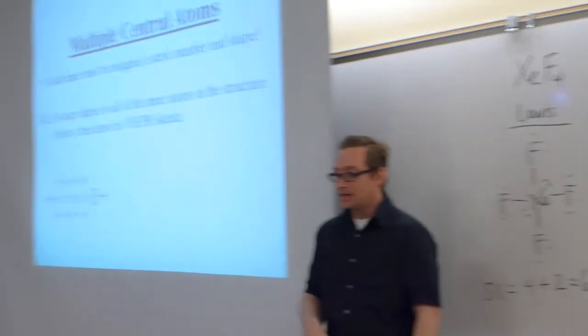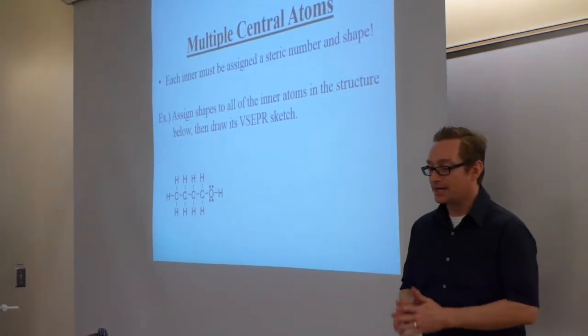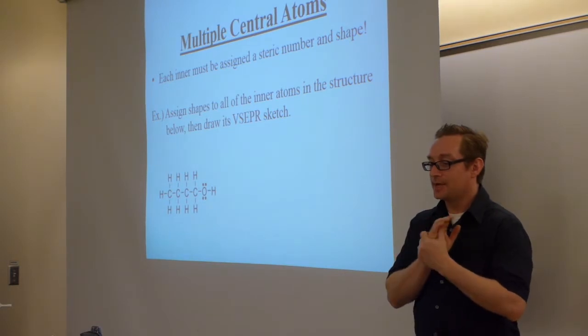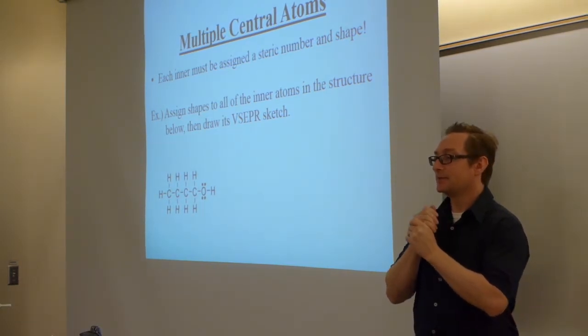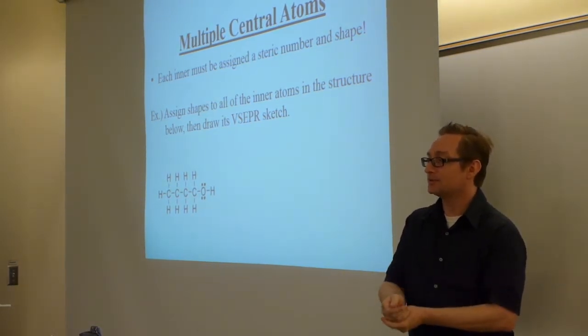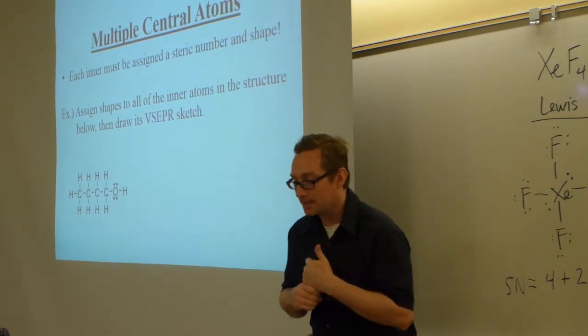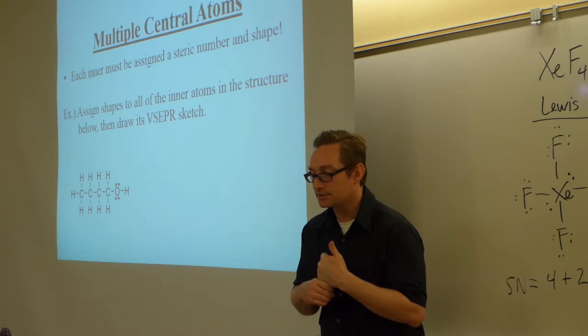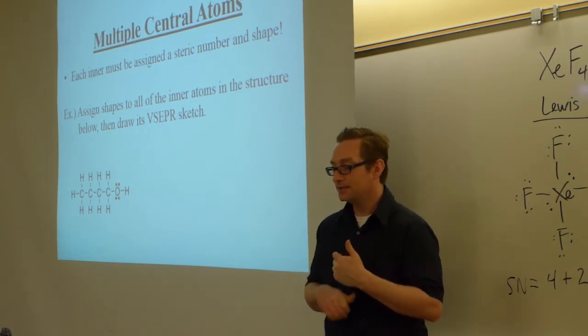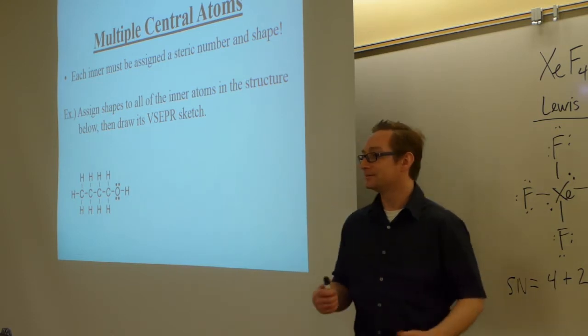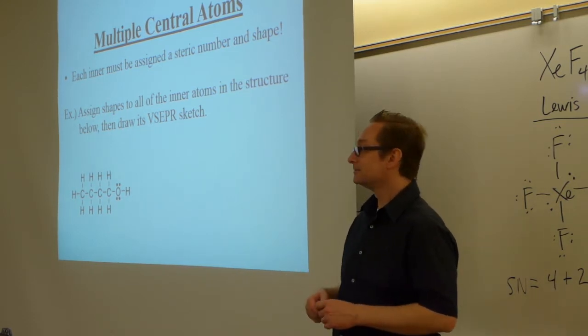What if we have a bigger molecule with multiple central atoms? Okay, so in this case, what we have to do is we have to assign a shape to each inner atom. Okay, so here's an example. Assign shapes to all the inner atoms in the structure below, then draw its VSEPR sketch. This takes a little bit of artistic talent, maybe. I don't know.